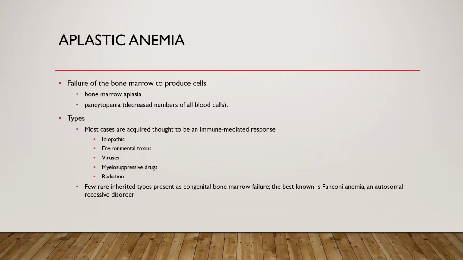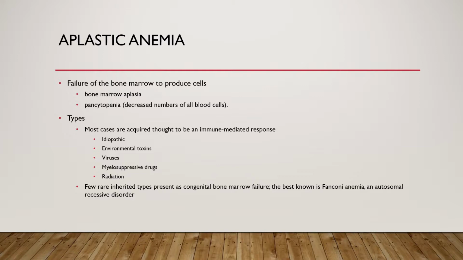Aplastic anemia is failure of the bone marrow to produce cells. Remember, the bone marrow usually spits out red cells, white cells, and platelets. So what happens here is the bone marrow just plain quits, aplasia. It just stops working. Pancytopenia means that all blood cells stop being produced. Again, red cells, white cells, platelets.